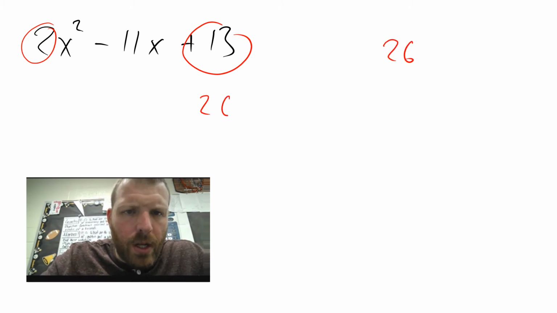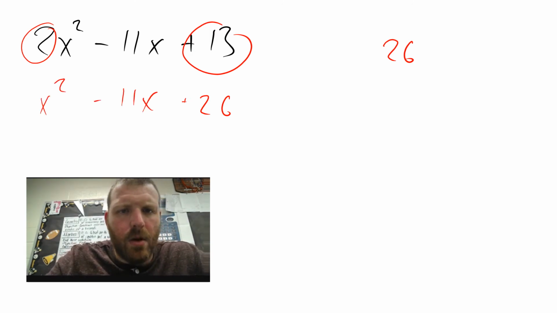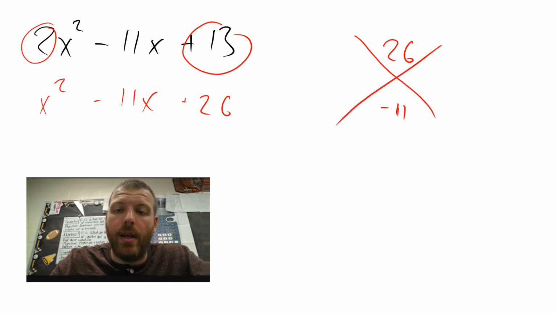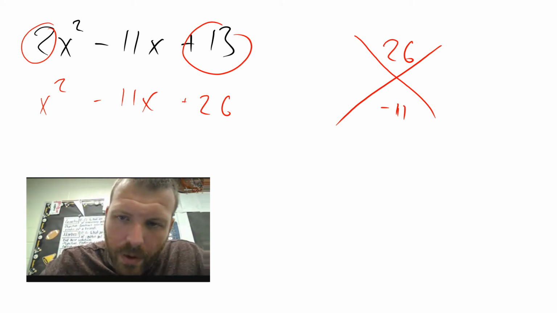And so we can bring that down here. And then I'll have x squared minus 11x. Okay, so what we want to do is find factors of 26, that will add together to give you negative 11. Well, the only factors that I can think of are 13 and 2.